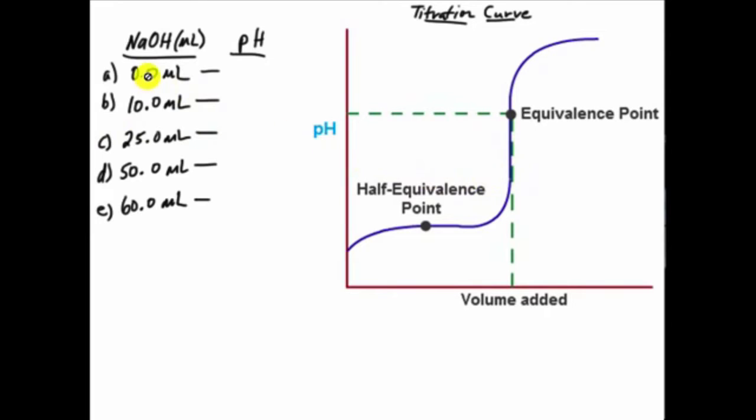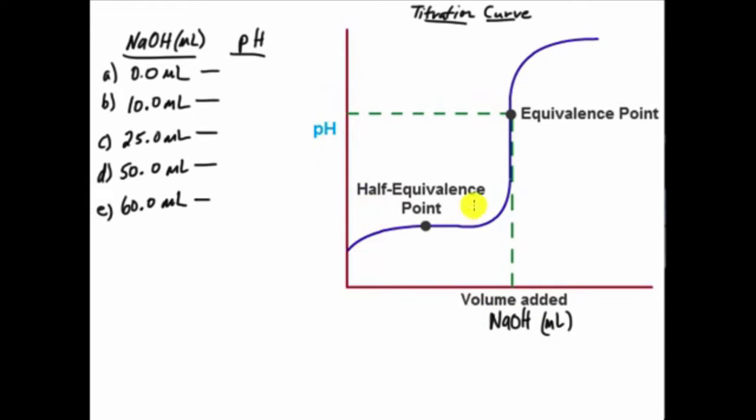So what I'm going to do is a number of points. I'm going to show you the 0 point. I'm going to show you the 10 milliliters, 25, 50, and 60 milliliters. So we're going to add sodium hydroxide down here, and this is going to be in milliliters. We're going to look at how the pH changes.